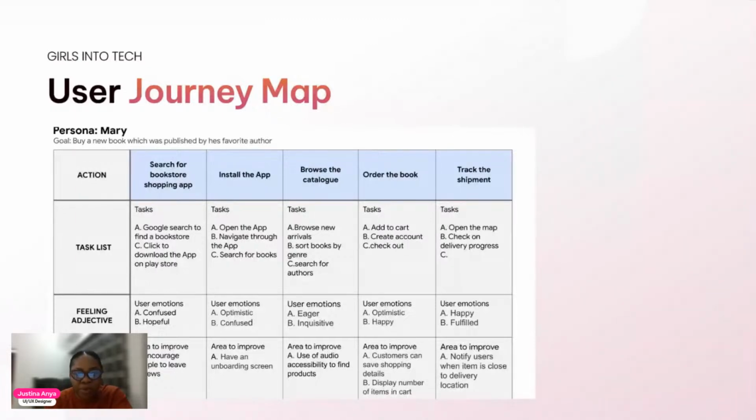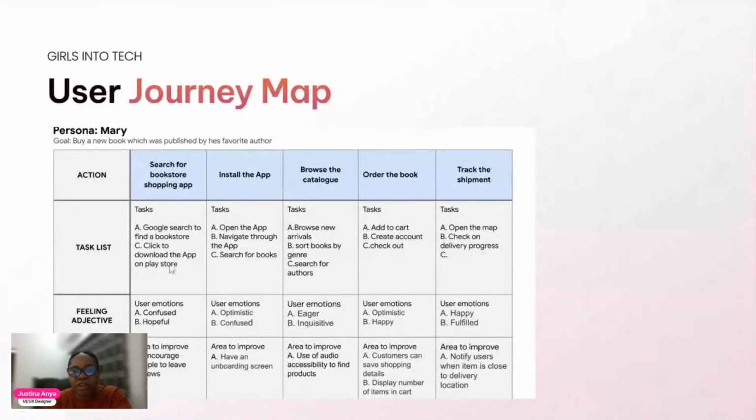Now, improvement opportunities. An area to improve is to encourage people to leave reviews. While she was doing those things, she didn't see anybody who left a review saying this app is so good, it's very user friendly. Nobody is saying any of those things on the app store about the book. So Mary is just confused and hopeful that she will find what she's looking for. Those are basically the things.